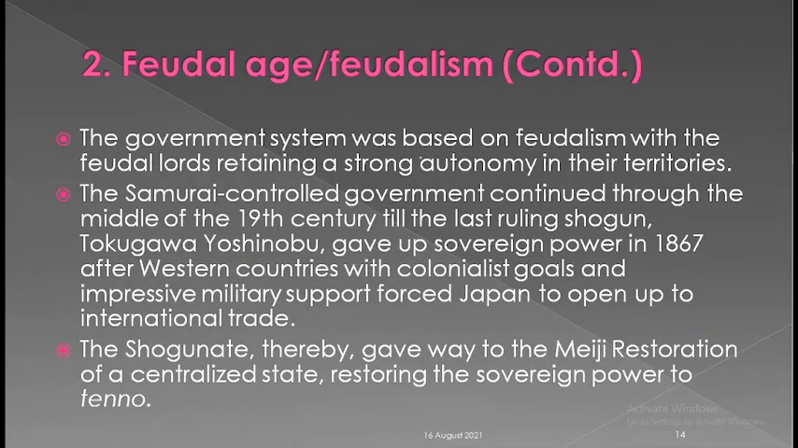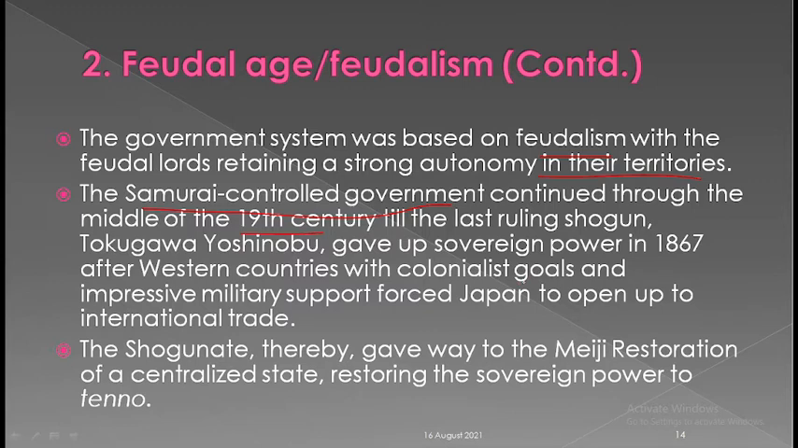The government system during this time was based on feudalism, with feudal lords retaining strong autonomy in their territories. The samurai-controlled government continued through the middle of the 19th century. From the 11th or 12th century to the middle of the 19th century, the rule of the samurai under the head of the shogun continued.